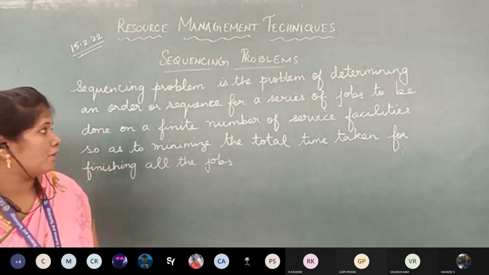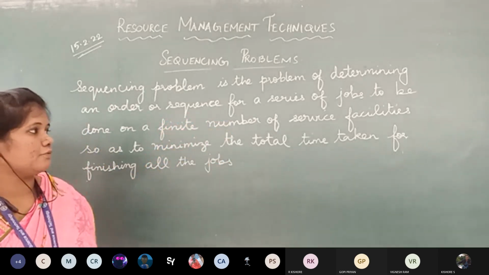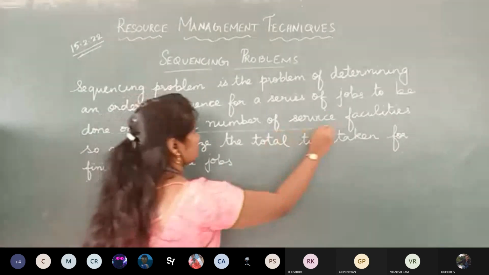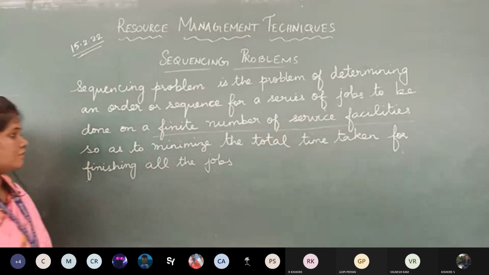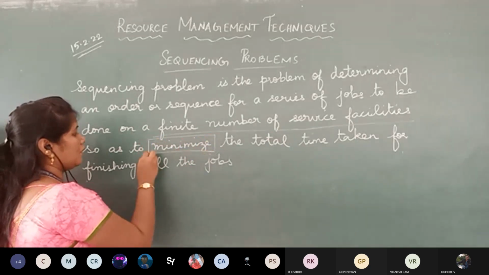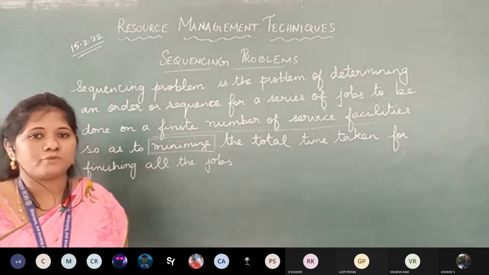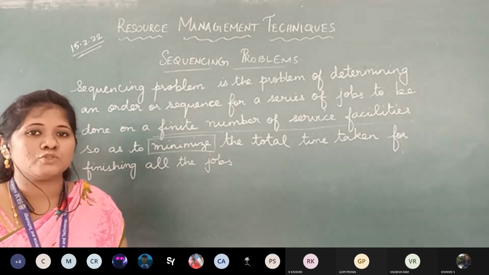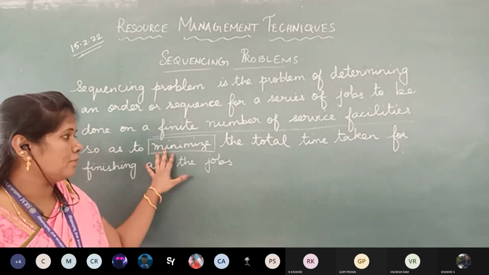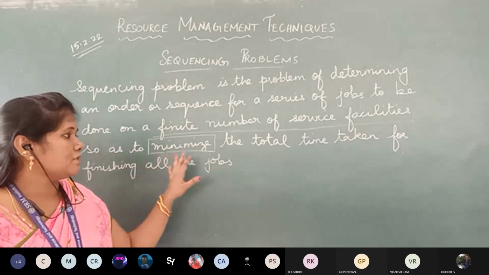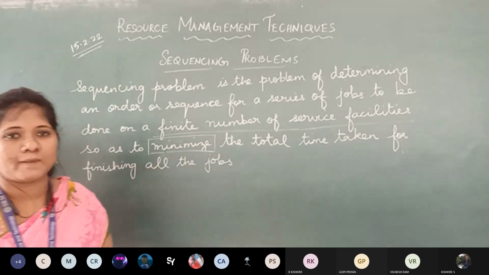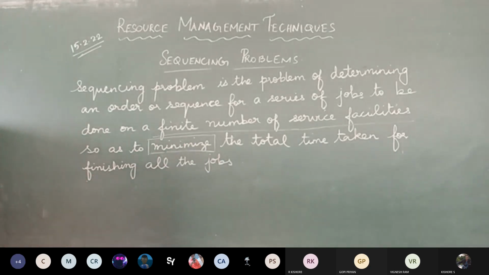Okay, so it is an order or sequence for a series of jobs to be done on a finite number of service facilities, so as to minimize the total time taken for the finishing of all the jobs. You have to spend minimum time, but you should get maximum profit. That is the main idea. So that is your sequencing problem.